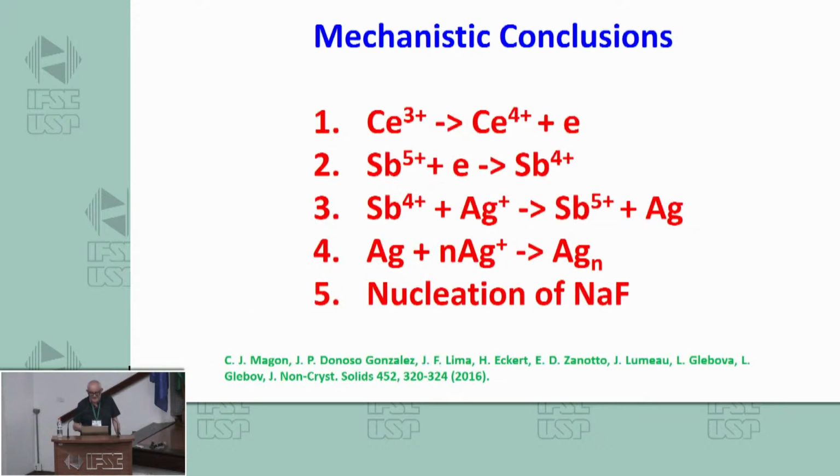So the mechanism we think is the following, at least for the initial process. The cerium 3+ partially goes to cerium 4+ and liberates an electron upon UV exposure. That electron is captured by the antimony, which is normally in the 5+ state, and goes to the 4+ state. This one is then the source of our EPR signal.